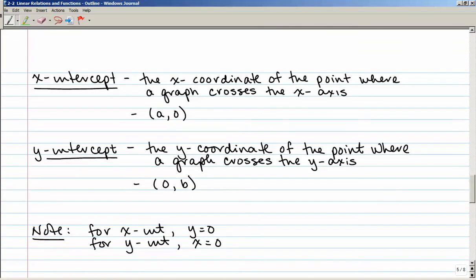Recall also from Algebra 1, x and y intercepts. The x-intercept is the x-coordinate of the point where the graph crosses the x-axis. And that's going to be some number a, comma 0. And the y-intercept is the y-coordinate of the point where the graph crosses the y-axis. And that's going to be 0, comma some number. Notice that for the x-intercept, y is always equal to 0. And for the y-intercept, x is always equal to 0.